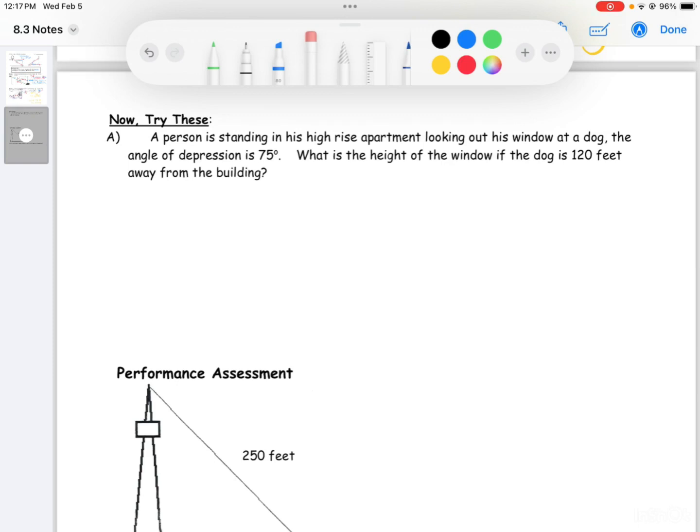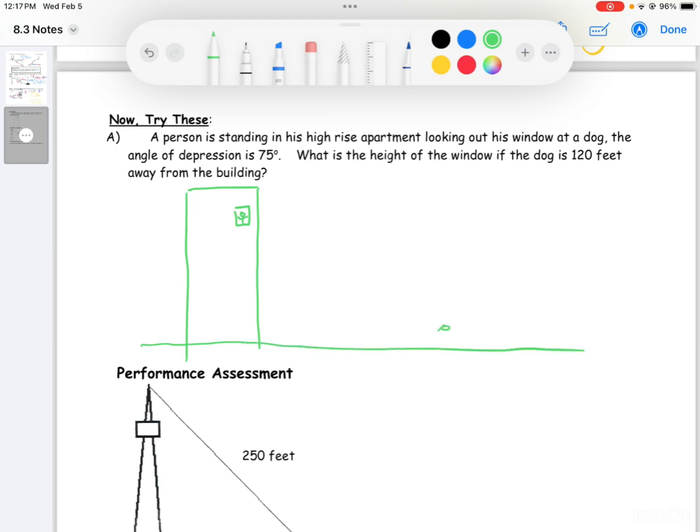All right, guys, on this next question, it says a person is standing in their high-rise apartment. So let's go ahead and draw out the situation. All right, they're up in the high-rise. They're looking down here. What do they see? They see a dog over here on the ground. It's just out roaming, and they are looking down from their high-rise at that dog.